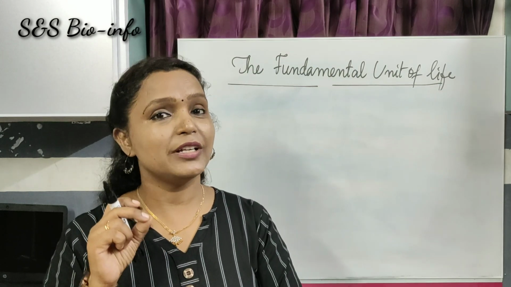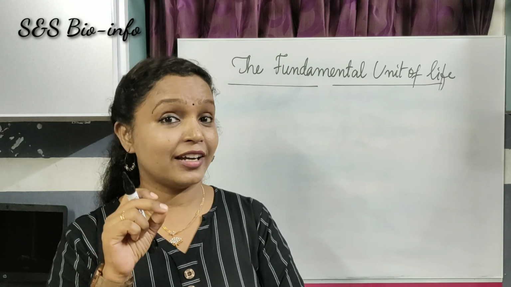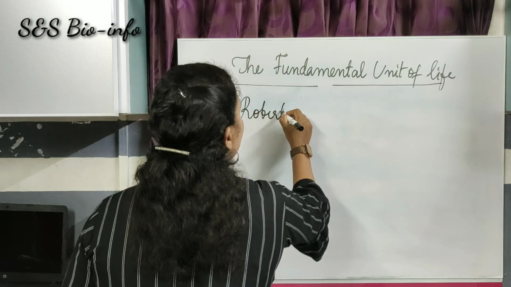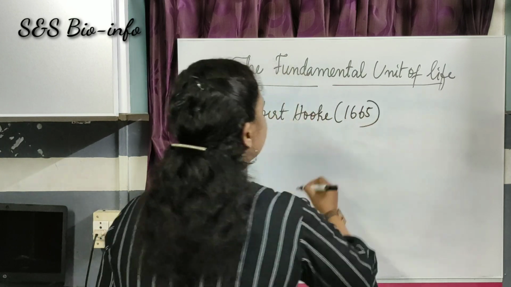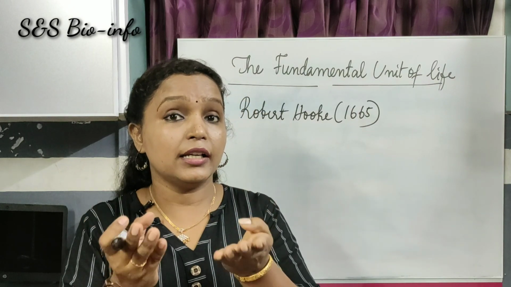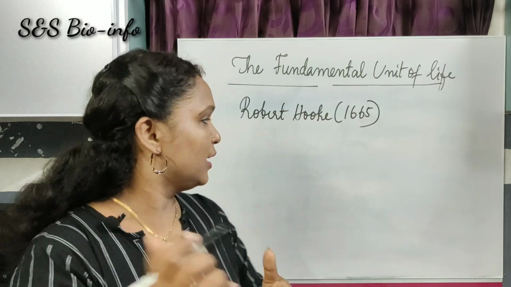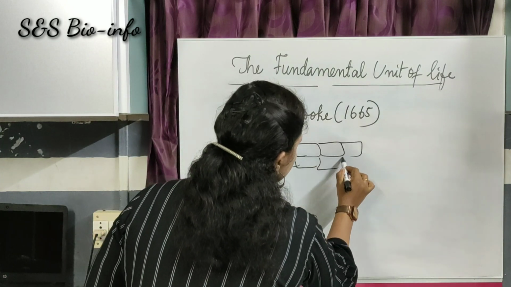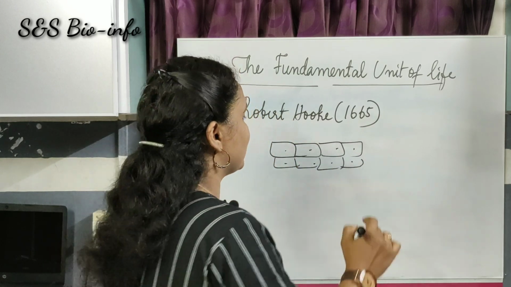Do you know the person who discovered the cell at first? It was Robert Hooke in 1665 who discovered the cells. While he was examining a slice of cork under the microscope, he could observe small box-like structures like this. He called them little rooms.